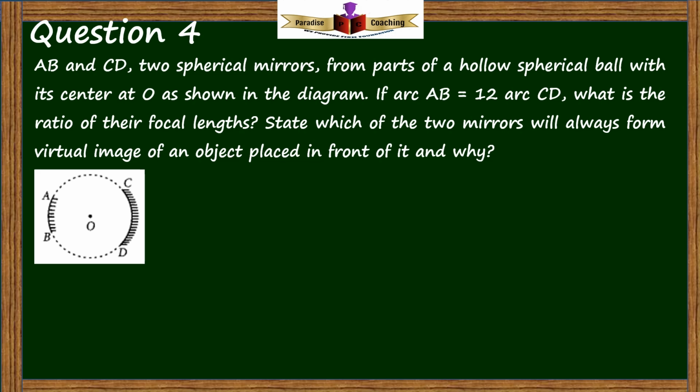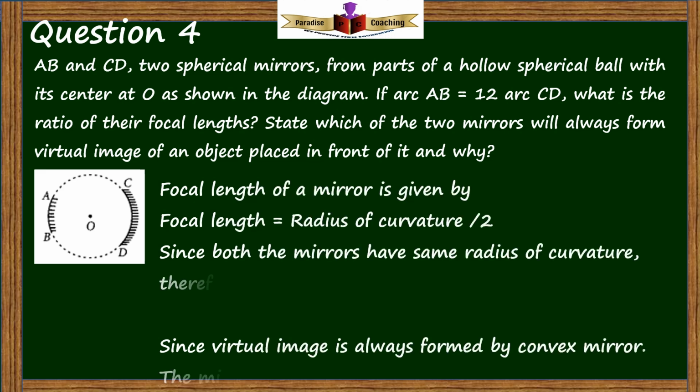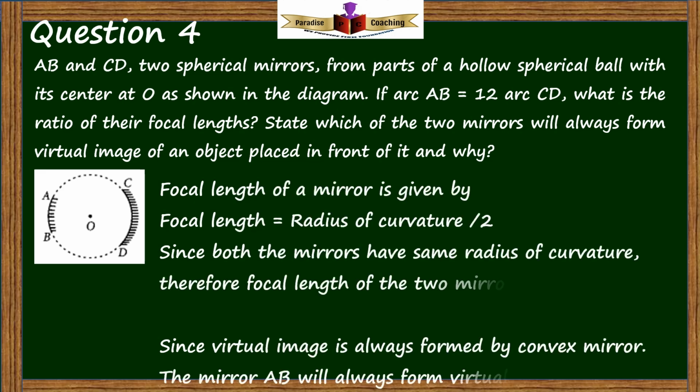Focal length of a mirror is given by focal length equals radius of curvature by 2. Since both the mirrors have the same radius of curvature, the focal length of the two mirrors will be the same, i.e. f1 upon f2 equals 1 is to 1. Since a virtual image is always formed by a convex mirror, the mirror AB will always form a virtual image.